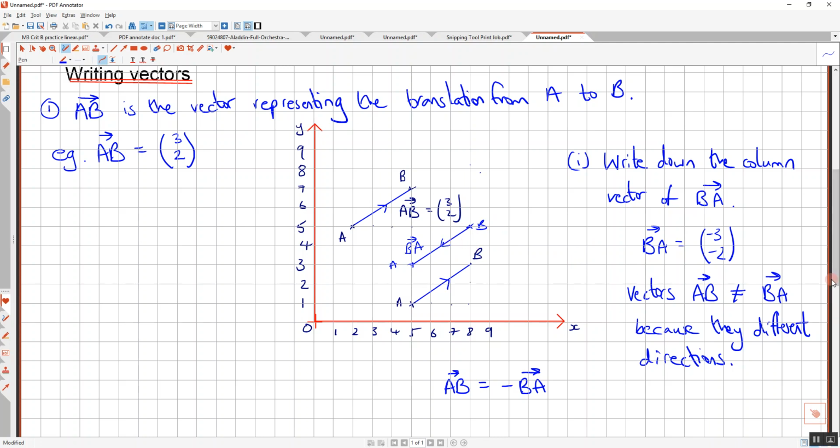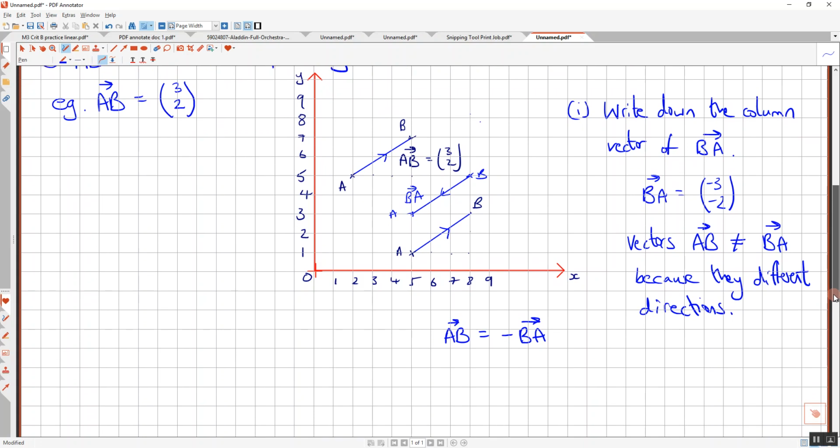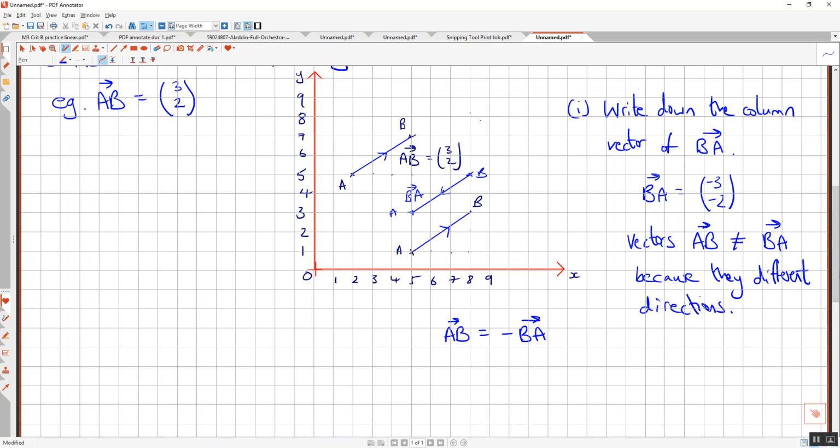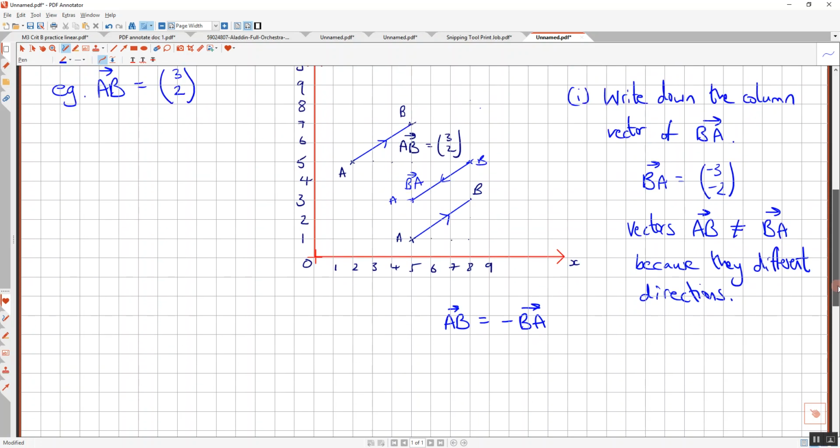The most confusing thing about vectors is there's a lot of new notation. But they're actually pretty fun to work out once you kind of get going with them.